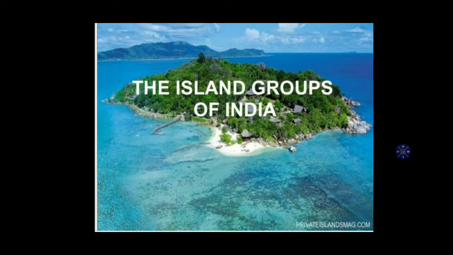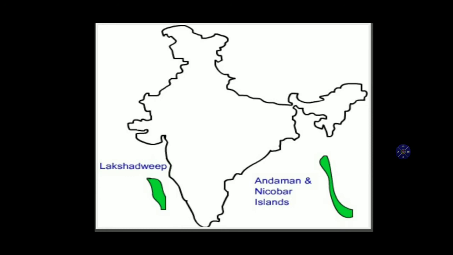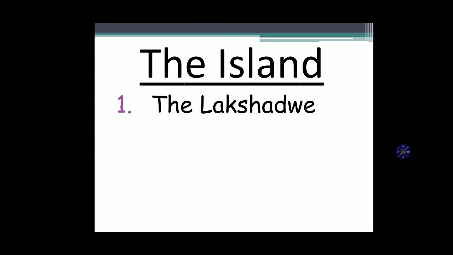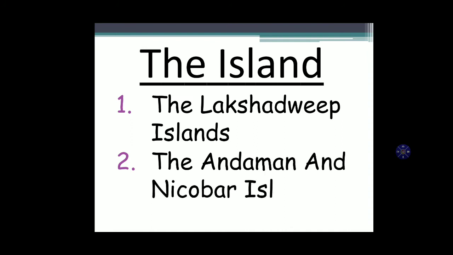Then the last physiographic division of our country, the island groups of India. By the picture you can understand the Andaman and Nicobar Islands are situated in the Bay of Bengal, whereas the Lakshadweep Islands are situated in the Arabian Sea. An island is any piece of subcontinental land that is surrounded by water. Now we have two island groups, the Lakshadweep Islands and the Andaman and Nicobar Islands. Now we are going to see the features of each.